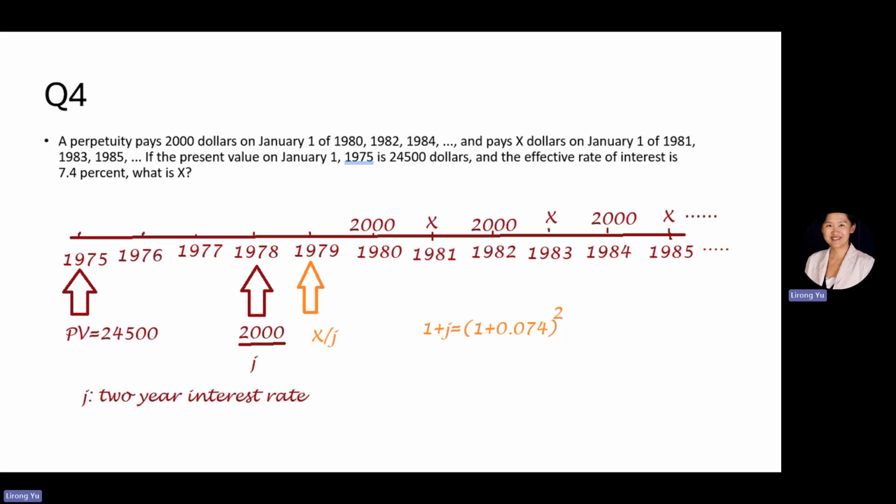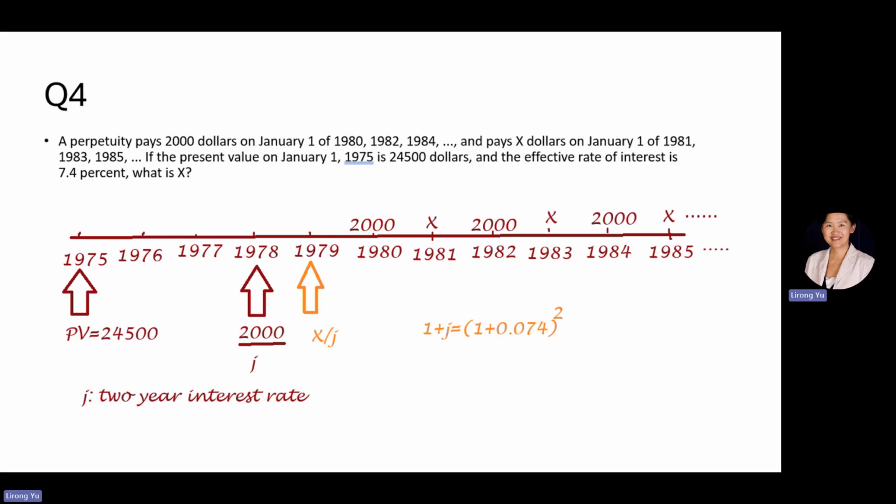Each year it grew by 7.4%. So for 2 years it is 1.074 to the power 2. So J equals 1.074 to the power 2 minus 1. That's the J. So know how to calculate J. If you want to, you can actually start calculating J immediately, but for me, I want the simple notation, so I kept it as a J.